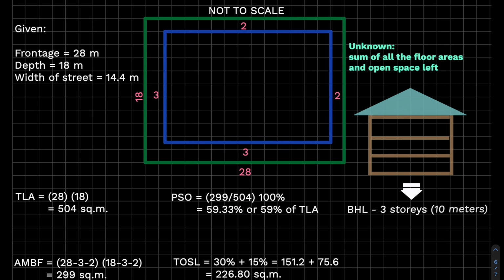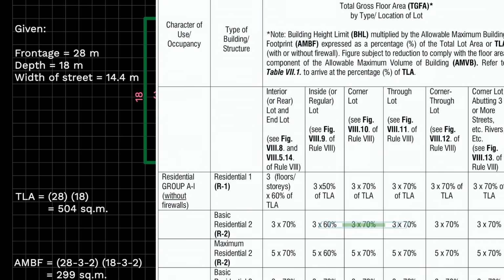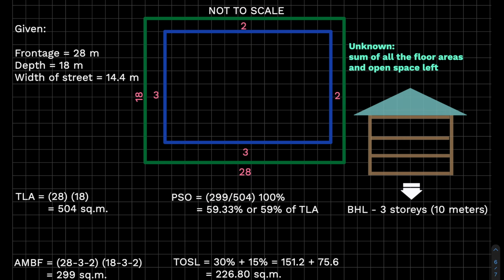This part is where tables 7.1 and 7.2 will come in handy. We know that the project will be 3 stories. We need to figure out the percentage we can use as a multiplier for the total lot area. According to table 7.1, we need to use 70%. This equation will give us an answer of 1058.40 square meters.